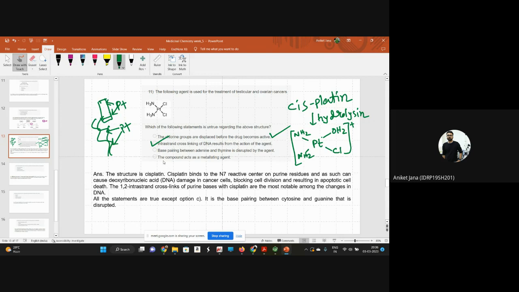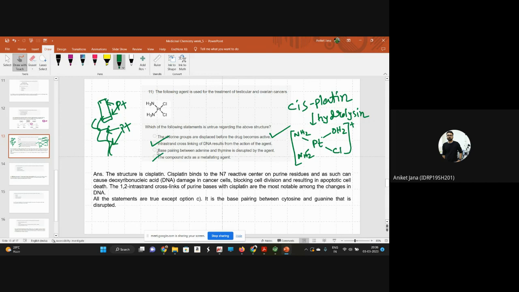And the last one, the compound acts as the alkylating agent. Is this true or false? Yes, it's an alkylating agent. Yes, this is also true. It acts as the alkylating agent.